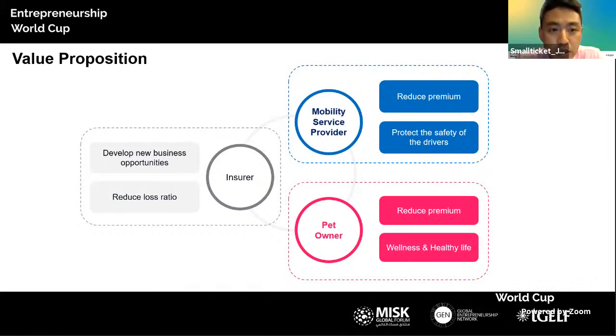What is the value proposition for each entity in our ecosystem? For the insurer, by providing the micro-segmented product, they can develop new business opportunities, and also they can reduce the loss ratio for their insurance product. What about the mobility service provider? They can reduce the premium, and also they can protect the safety of their drivers. For the pet owner, they also can reduce the premium, and also they can enjoy a healthy life for their pet.